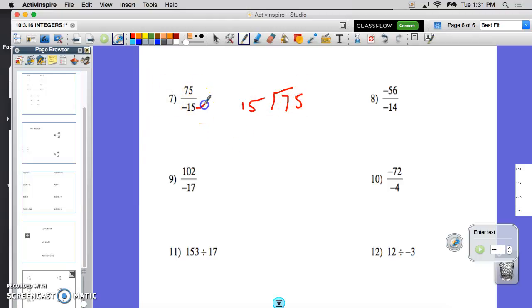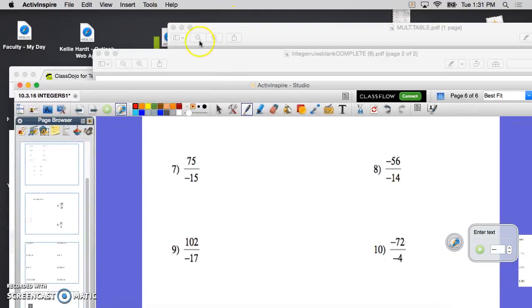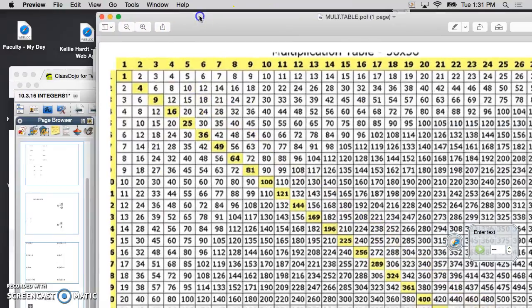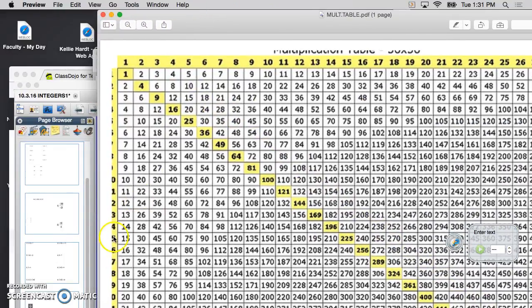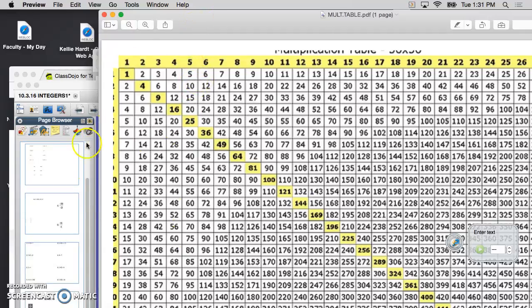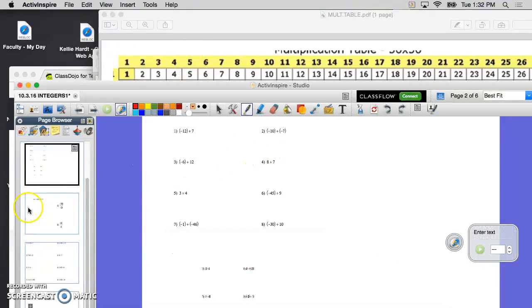How many times will 15 go into 75? Don't worry about the integer rule just yet, because remember, the integer rules for multiplication and division are a lot easier than they are for adding and subtracting, okay? So first I'm going to figure out what the digit would be for the answer. So to use a multiplication chart, I'm going to go into the row with a 15, and then I'm going to go to 75. So 15 will go into 75, how many times? 5 times. Okay, so I know that my answer here is going to be a 5.